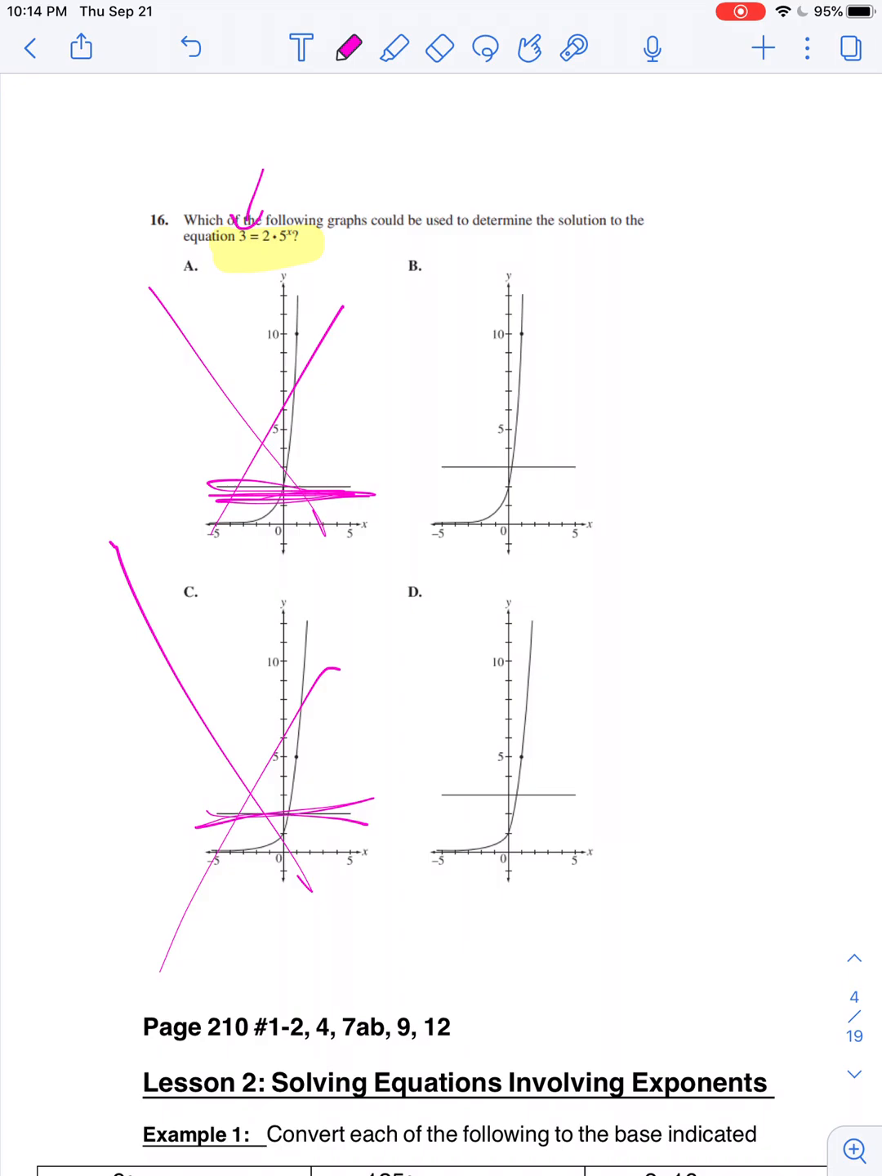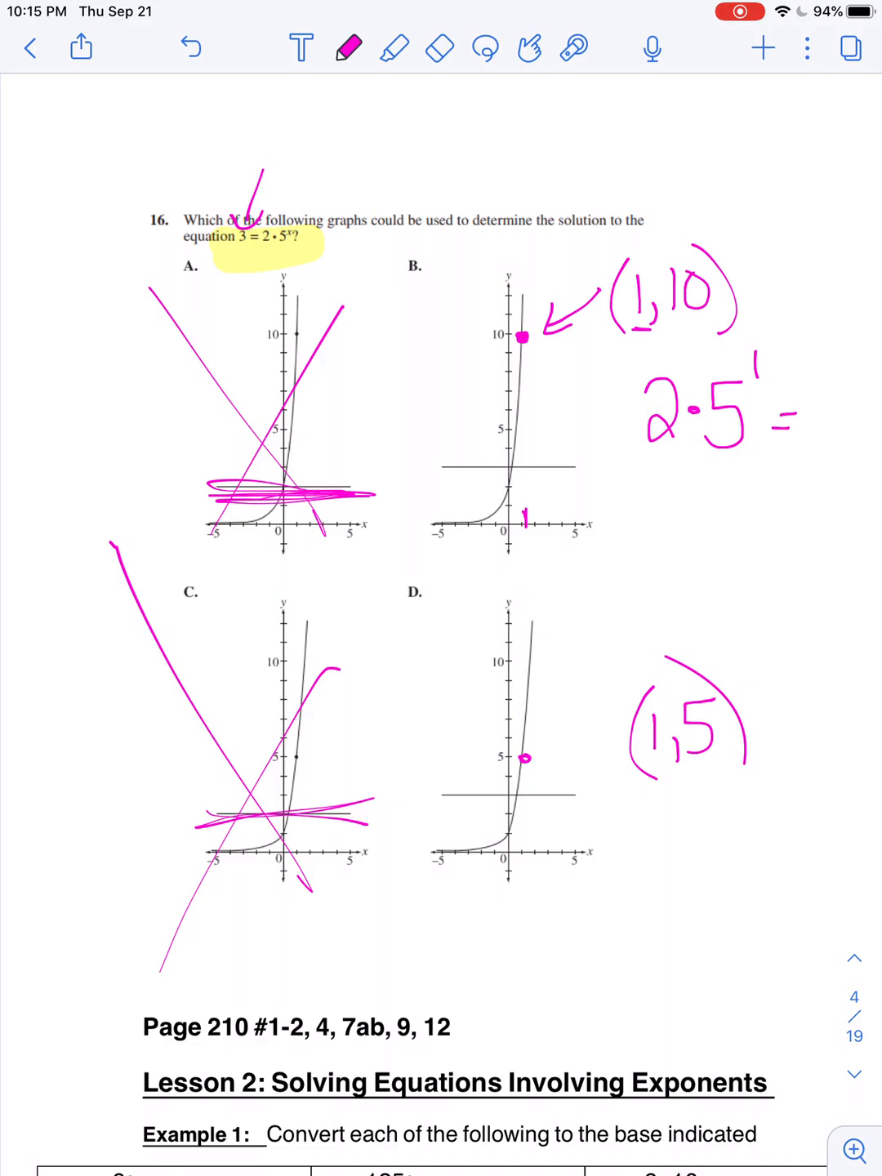Now I need to figure out, is it B or D? So I'm looking at these and I'm like, well, what's the difference? So this ordered pair is the difference. So here, when x is 1, y is 10. And over here, when x is 1, y is 5. Okay, so if I type this in my calculator, and I replace x with 1, 2 times 5 to the exponent of 1 gives me 10. So I'm like, perfect, that works.